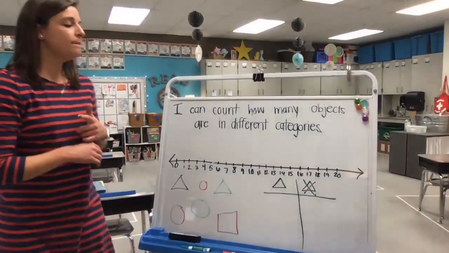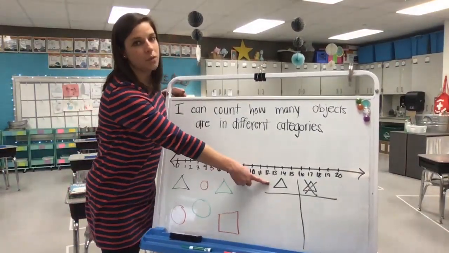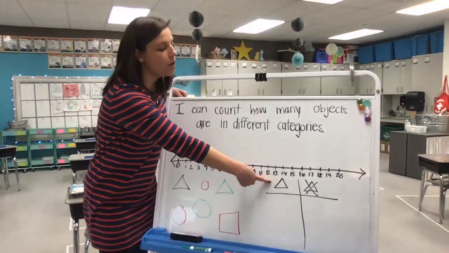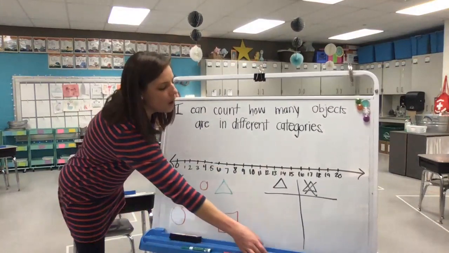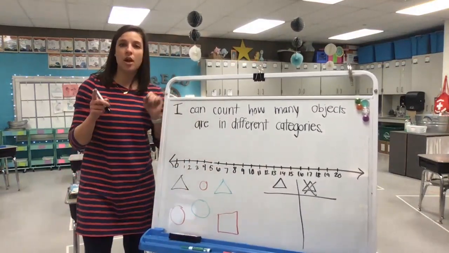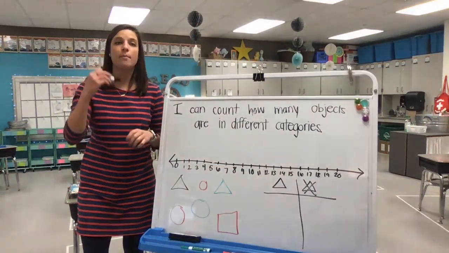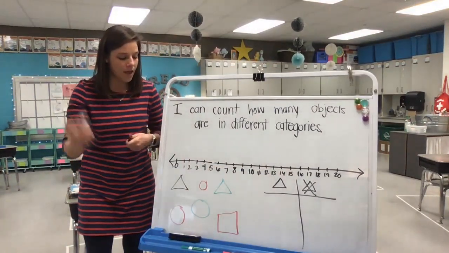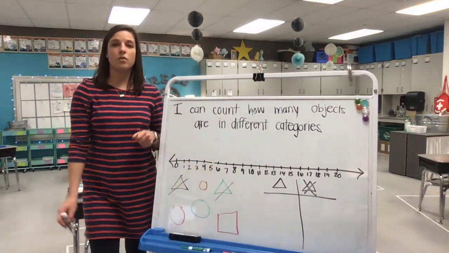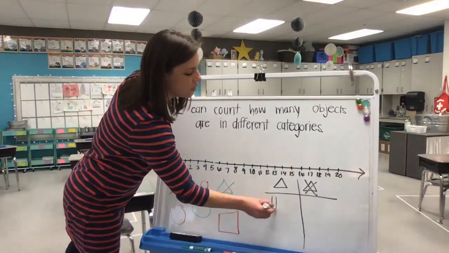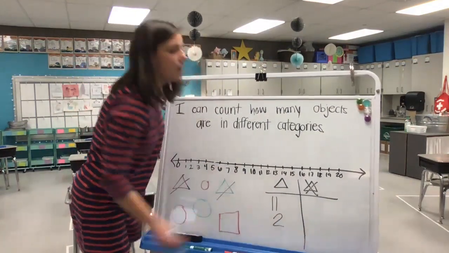So today I have my T-chart up here that shows us we're going to categorize triangles versus shapes that are not triangles. So we're going to count first how many triangles there are, and then I'm going to draw the lines to show that many and write a number to match. So let's count as I mark out. Ready? We have 1, 2 triangles. So I'm going to put 2 lines to show there are 2 triangles, and then I'm going to write a 2 to show there are 2 triangles.